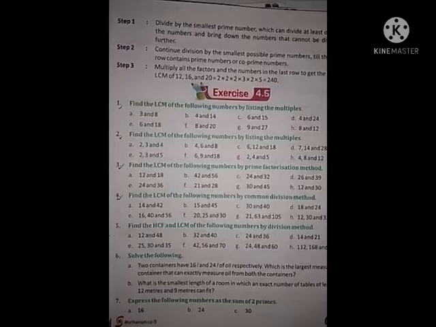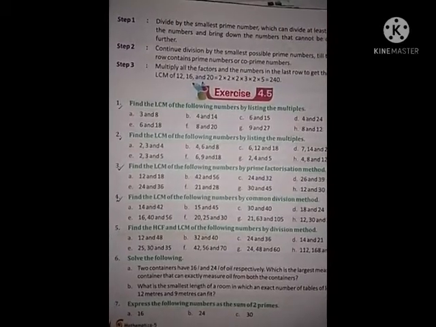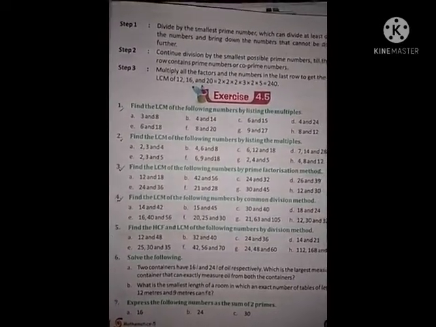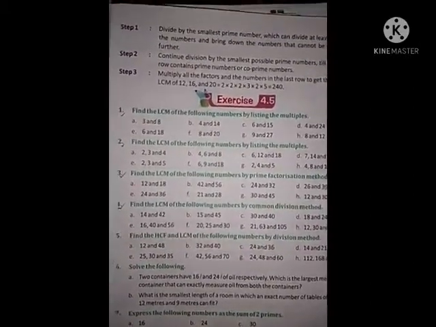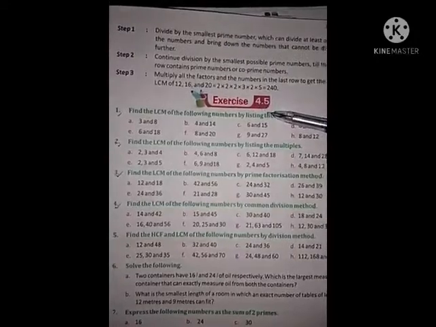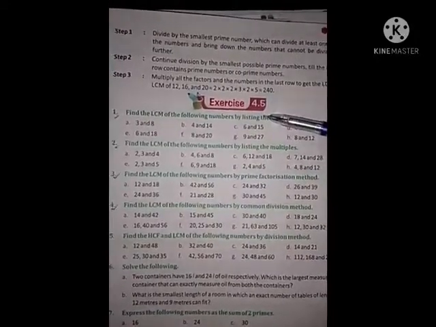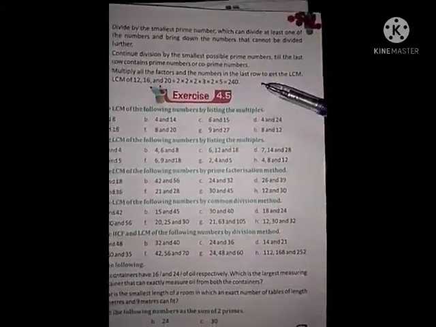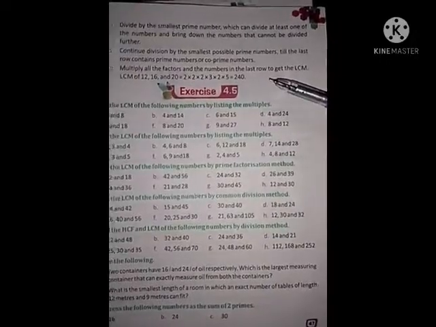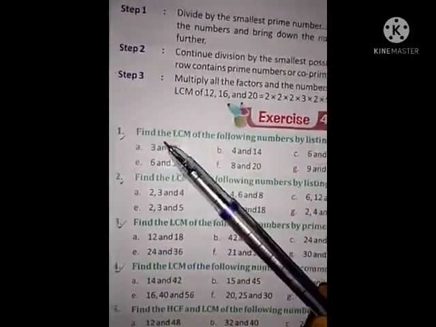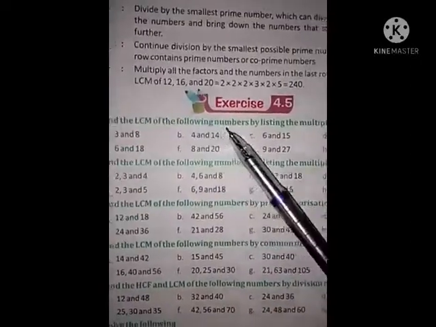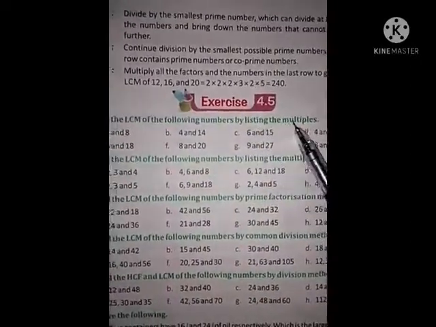So in our last class we discussed how to find out LCM of given numbers, right? So today let's discuss exercise 4.5. So all of you open your books, page number 47. Okay, let's start. Question number 1. Find the LCM of the following numbers by listing the multiples.